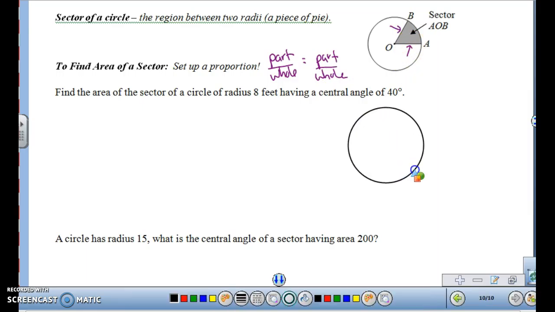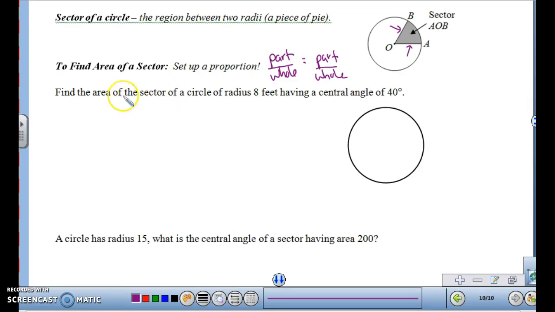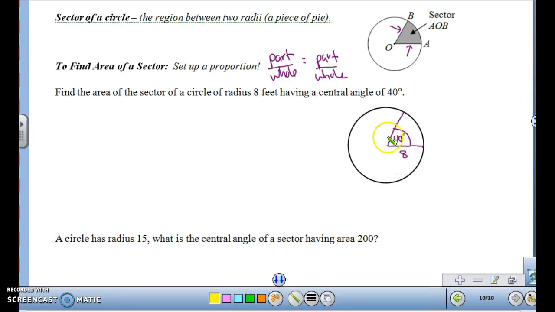All right, so here's my circle. Find the area of the sector of a circle of radius 8 feet. There's 8. Having a central angle of 40 degrees. All right, so there's my central angle of 40 degrees, this angle right here. I want to know the area of the sector, so I'm looking for this space right here. That's what I'm looking for.